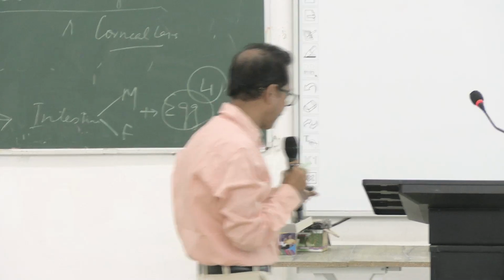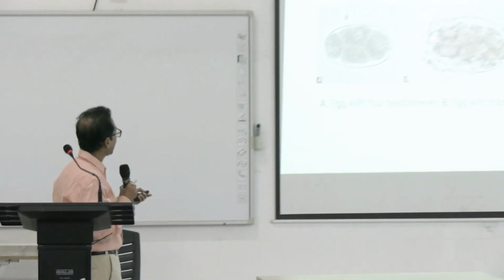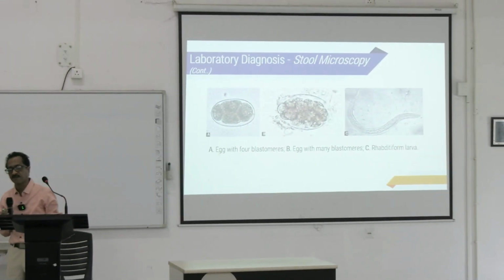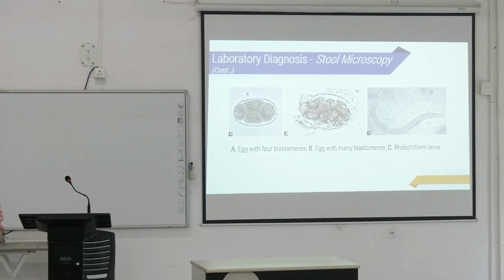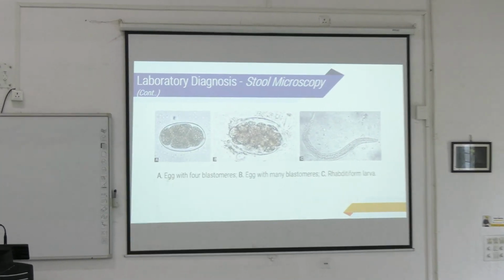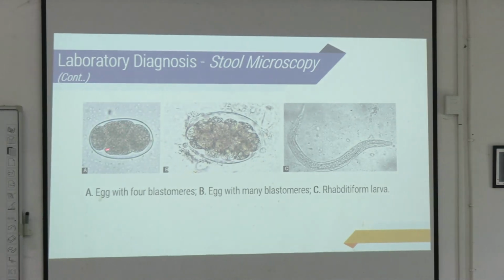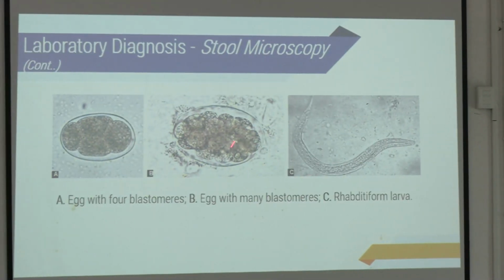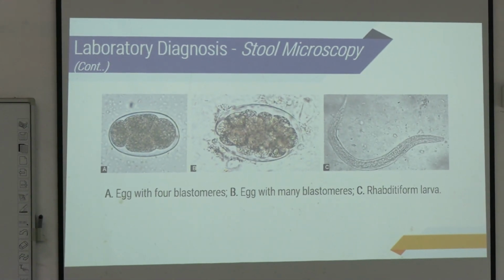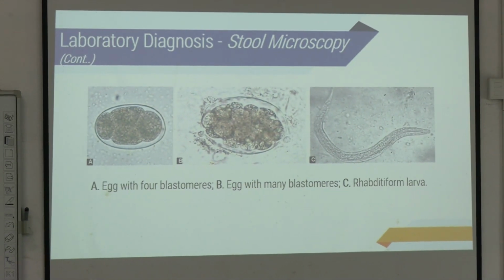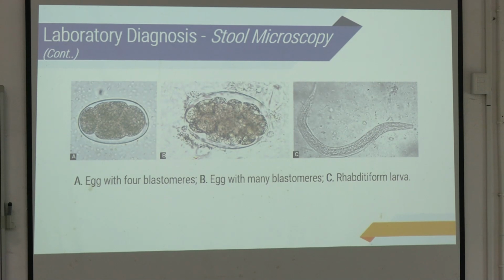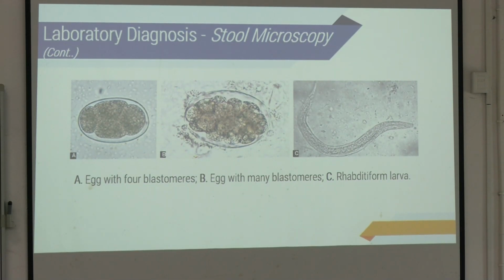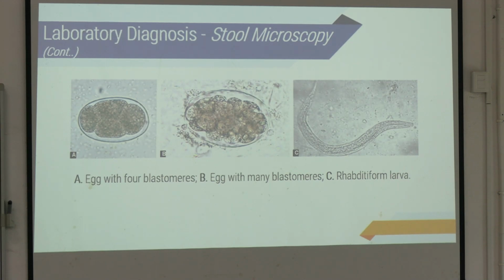So this is the egg. Now what are the characteristic features of the hookworm egg? The hookworm egg is non-bile stained and has a segmented ovum. There may be 4 to 8 segments, called blastomeres. So 4 to 8 blastomeres in the hookworm, and it is non-bile stained. This may be asked in the exam if hookworm is there in the stool sample. And this is the rhabditiform larva.